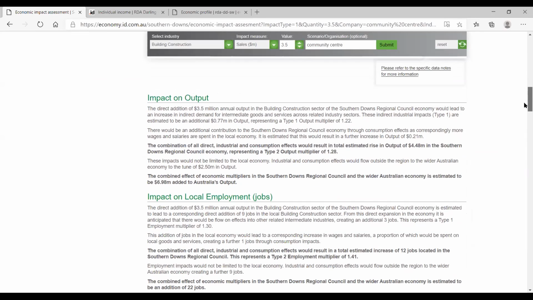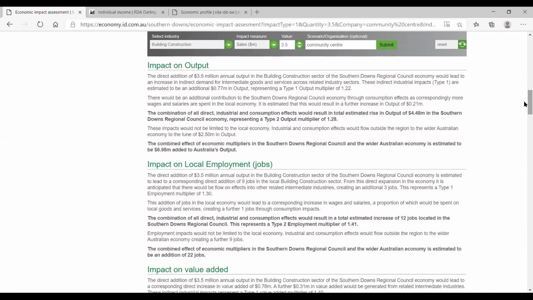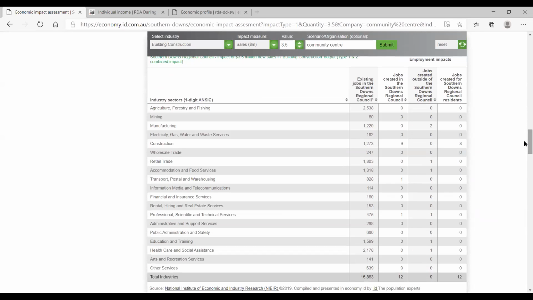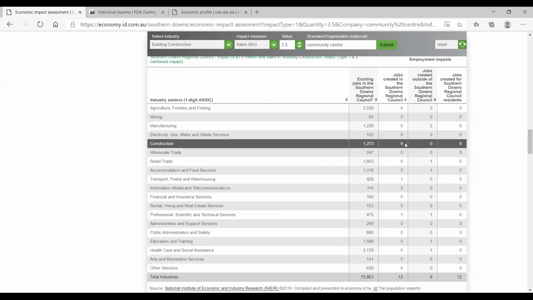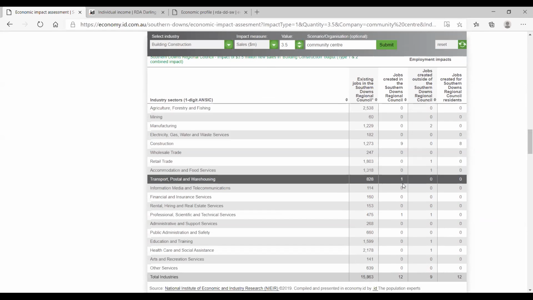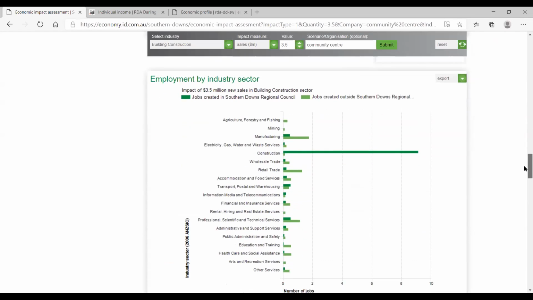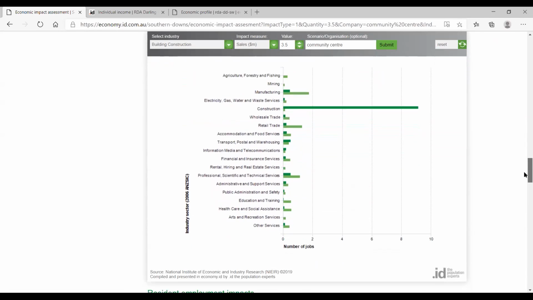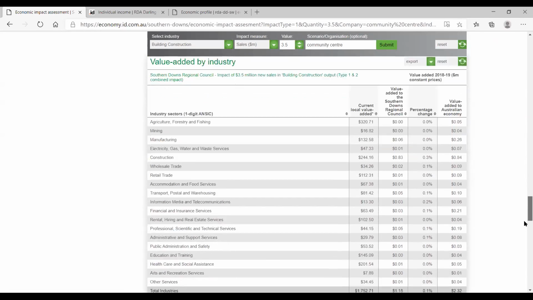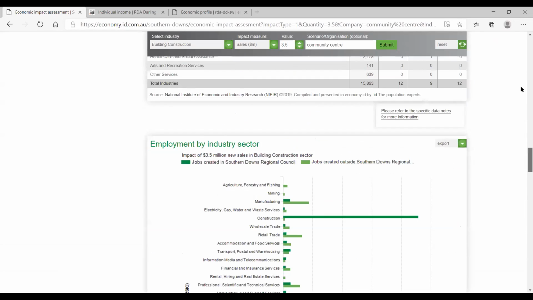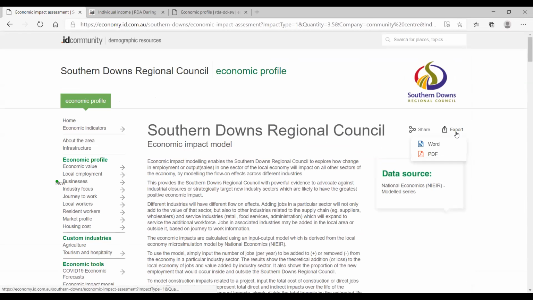When we come down here, guys, you get all of the information on what the tool means and what the different variables mean and how you work it out and all of that sort of thing. Right down to the point of we're going to create 9 jobs in the Southern Downs Regional Council with this project in construction. We're going to create 1 in transport postal warehousing, 1 in professional scientific tech services. When we move down, we can see how that spans out across those industries, resident employment impacts, value added by industry, and you can export all of that information in Word or PDF to accompany your grant application.